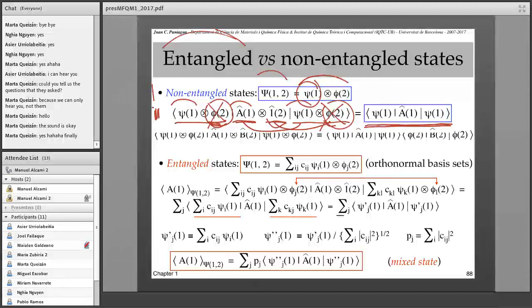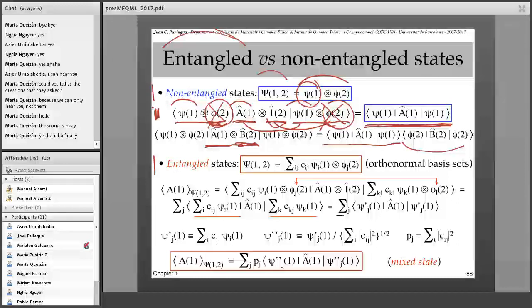Even for properties that belong to both particles but can be put as a tensor product, or direct product, of one operator of particle 1 times one operator of particle 2, even in this case we can calculate the part of the property that corresponds to particle 1 and to particle 2 independently. So we can really associate a pure state to each of the two particles.